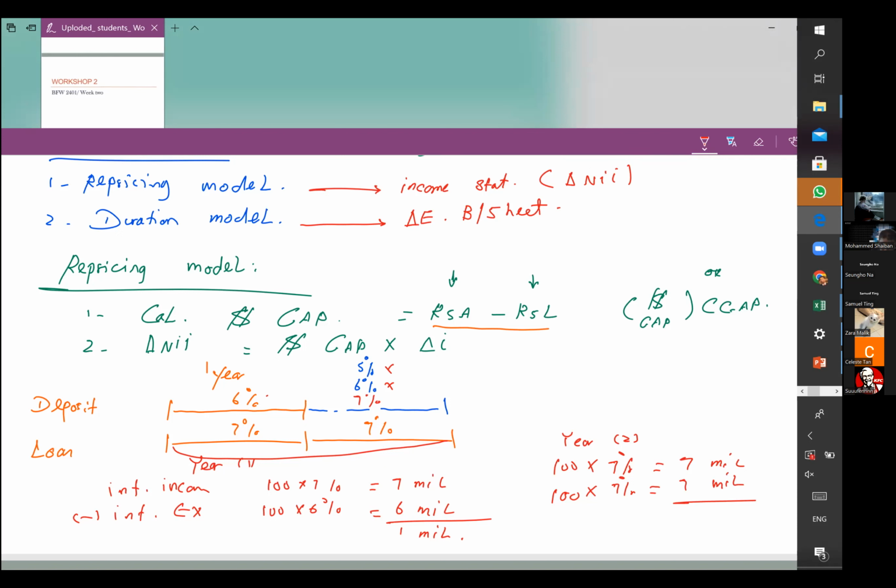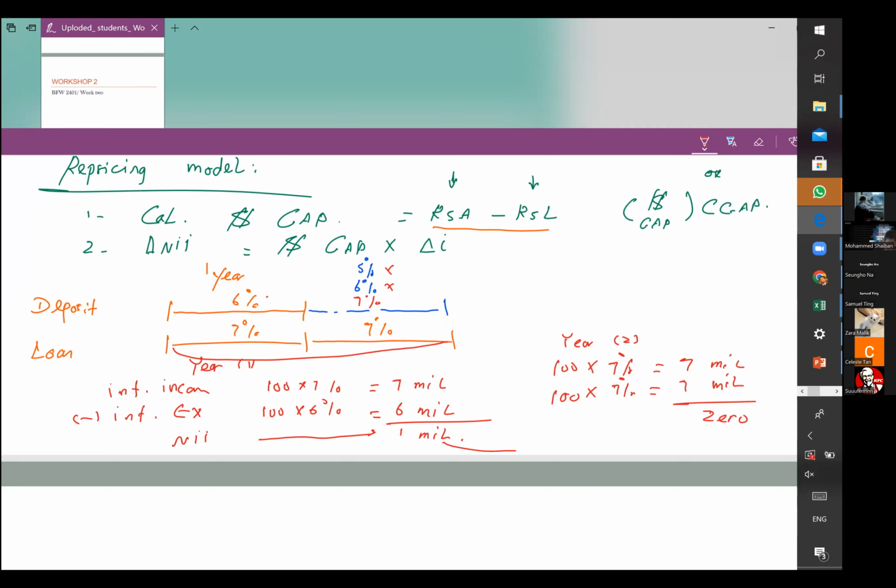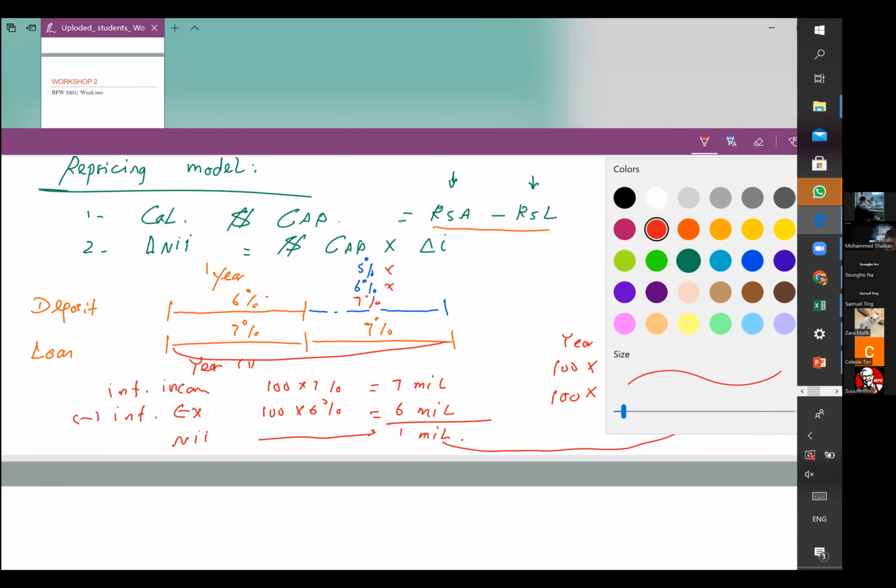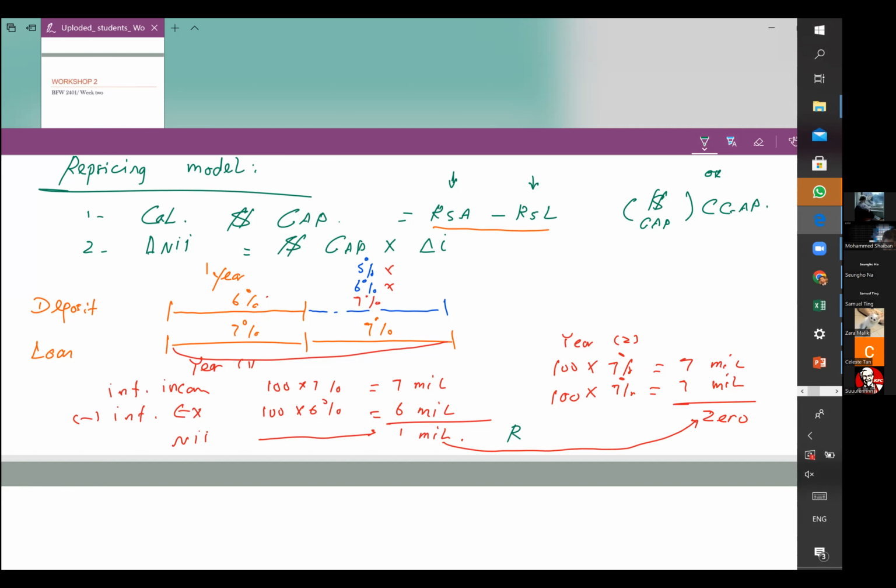Okay, so this will be 7 million. Just to come back here. As you can see, my net interest income, which was 1 million, now becomes 0. The difference between the 1 million and the 0 is 1 million, and please understand it from now, we call it refinancing risk. Refinancing risk and reinvestment risk are the basics of interest rate risk, and this comes from the repricing model.